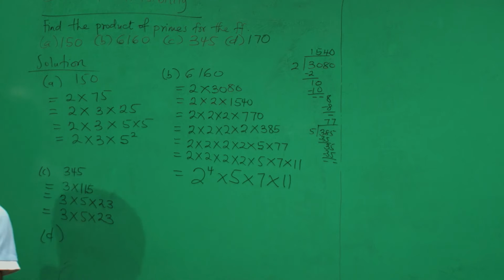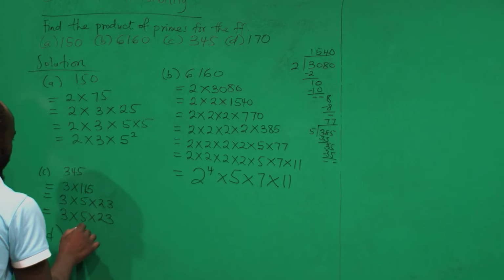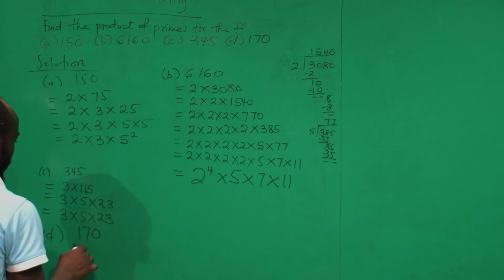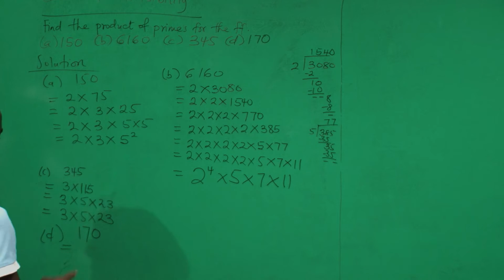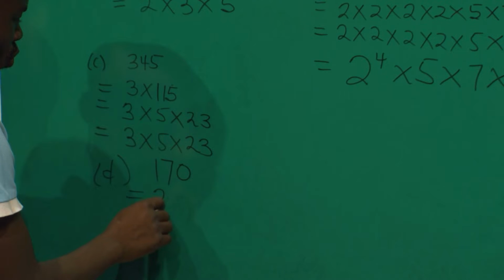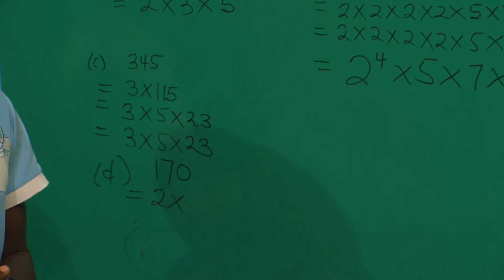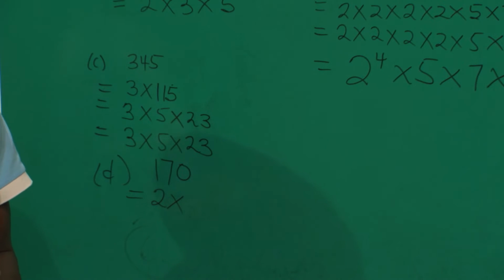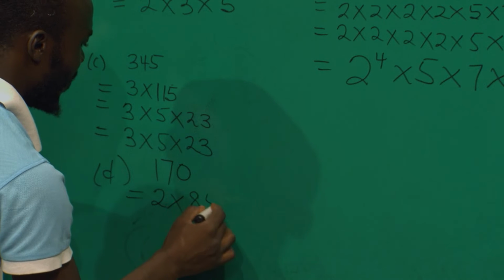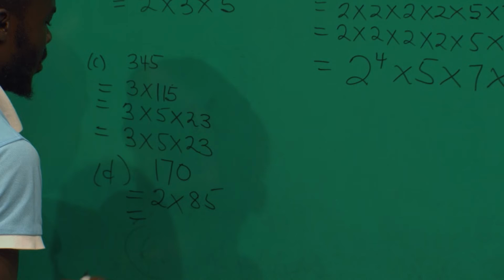D. We have 170. So because of the 0, 2 can do the job. So 2 times what? Let's share 100 into 2. We get 50. And when we share 70 into 2, you get what? I think 35. Yes, 35. So when we add 35 to the 50, we get 85. So 2 times 85 gives us 170.